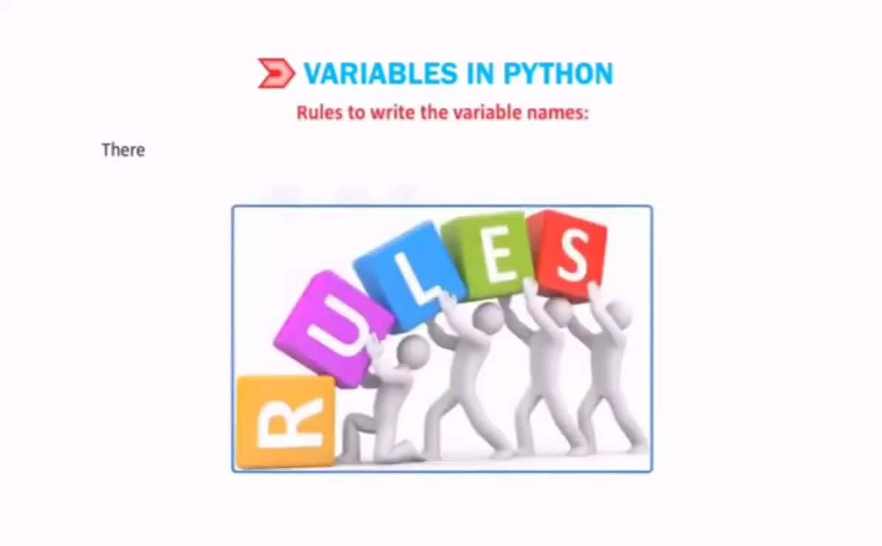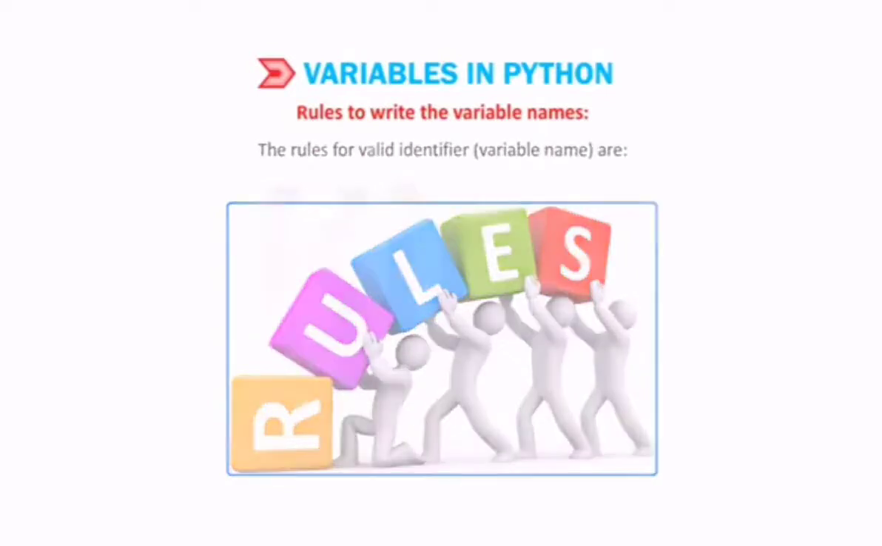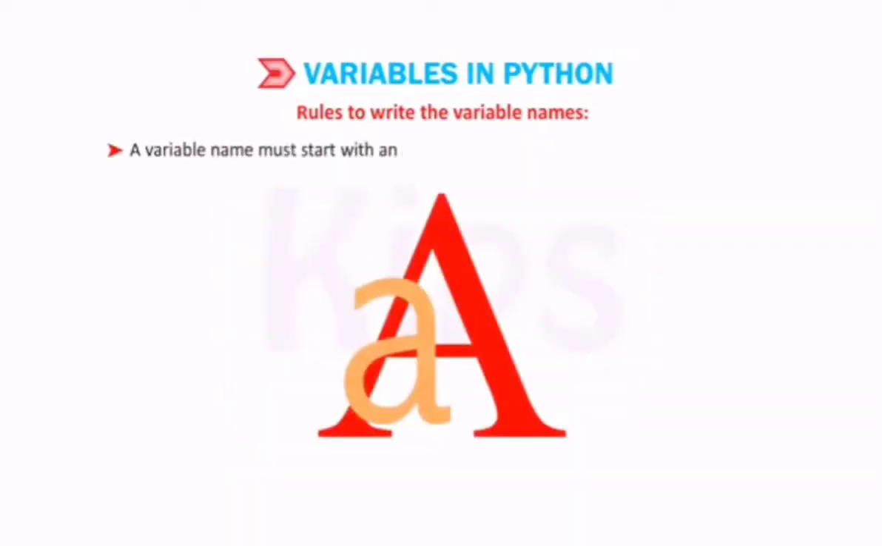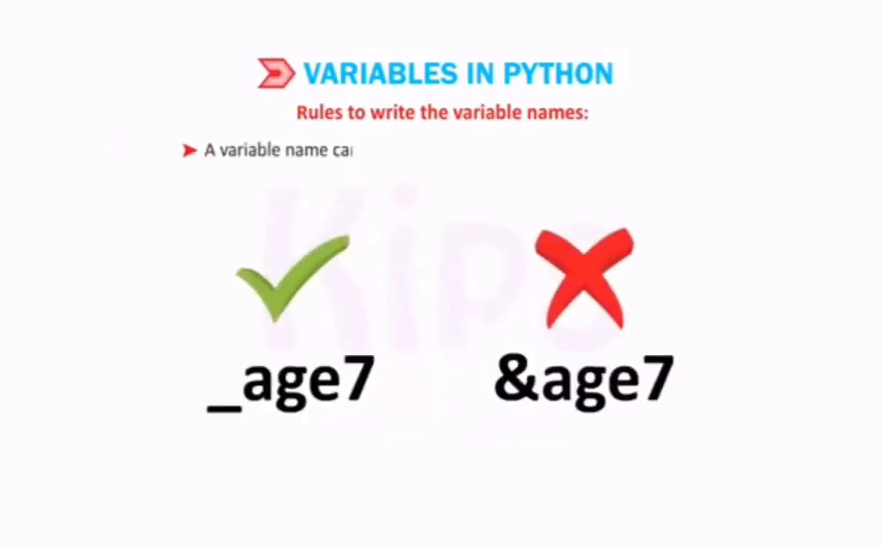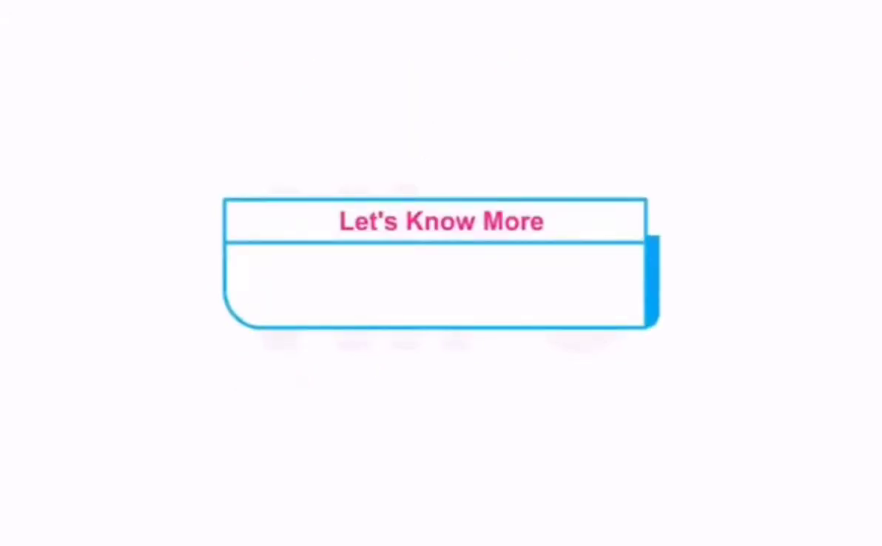Rules to write variable names. There are certain rules in Python which you have to follow to write variable names, right? The rules for valid identifier or variable names are: a variable name must start with an alphabet, capital or small, or an underscore. A variable name can consist of alphabets, digits and underscore. No other character is allowed. A Python keyword cannot be used as a variable name. Let's know more. A keyword is a word that conveys a special meaning to the compiler.